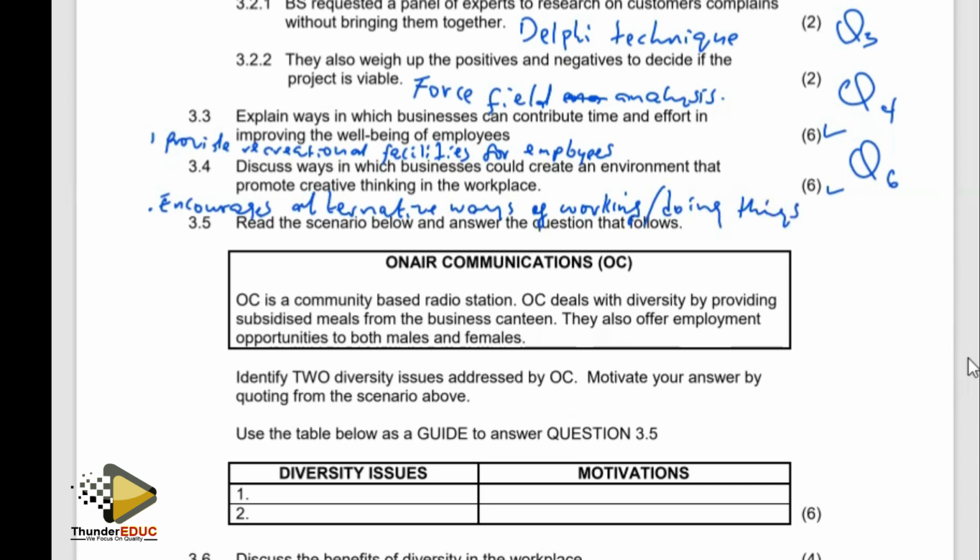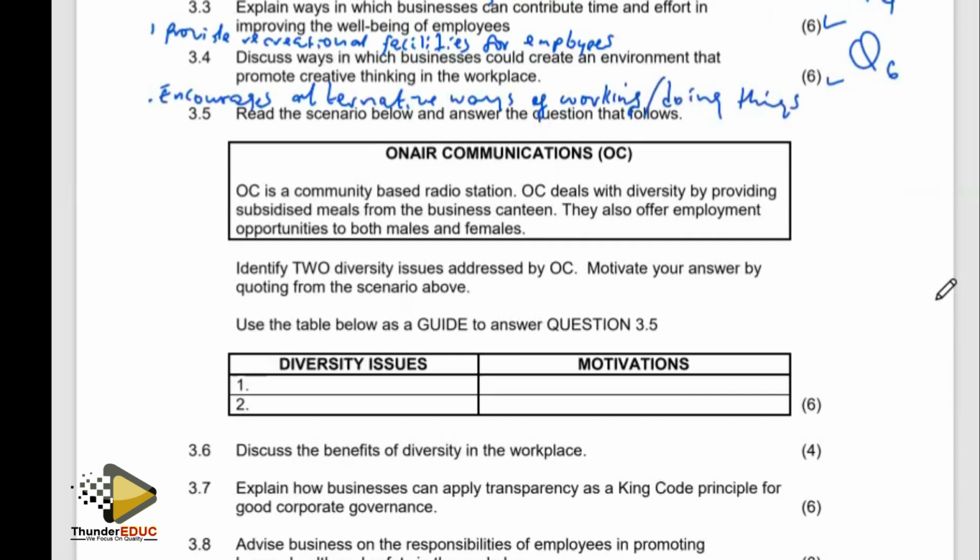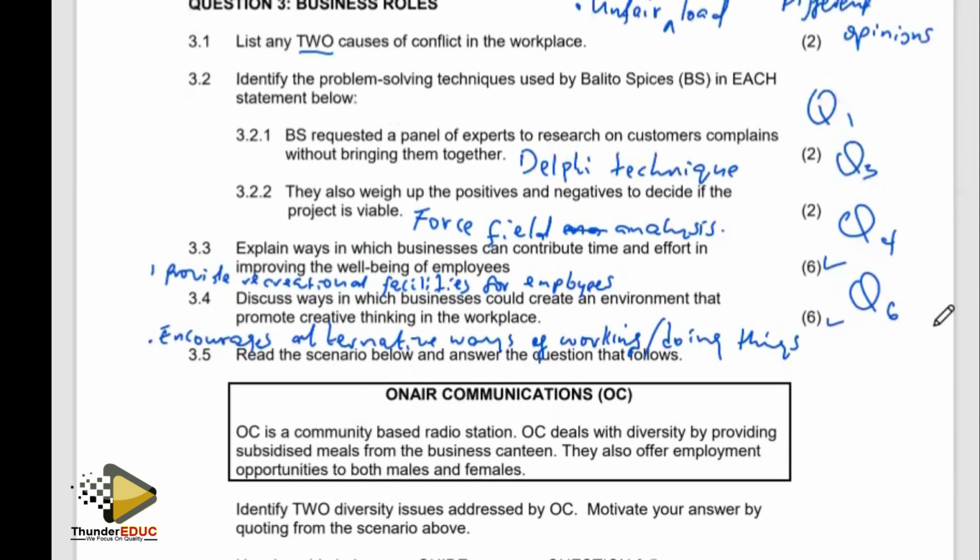Okay, right. So now let's check out 3.5. So 3.5 reads as follows. Honor Communications, OC, is a community-based radio station. OC deals with diversity by providing subsidized meals from the business canteen. They also offer employment opportunities to both males and females. So now identify 2 diversity issues addressed by OC. Modify your answer by quoting from the scenario.